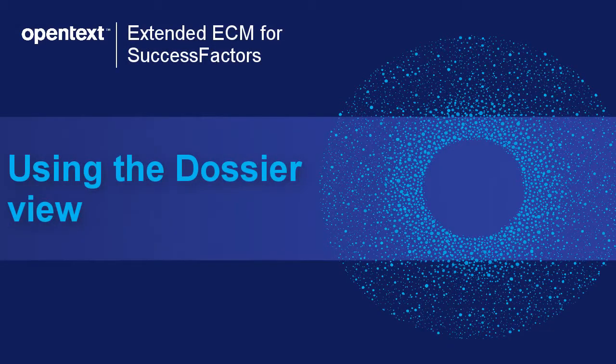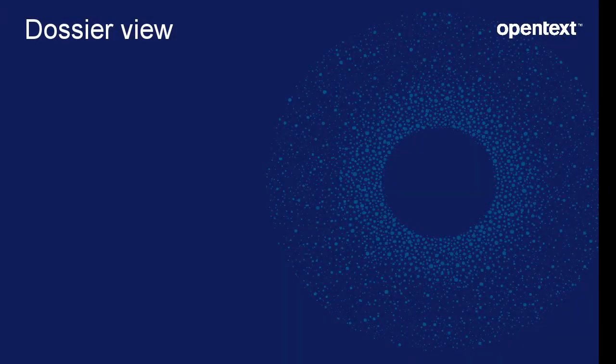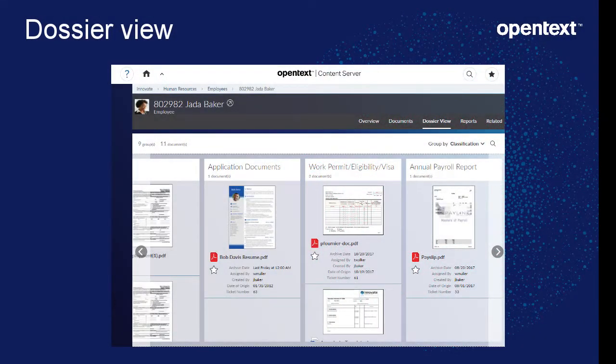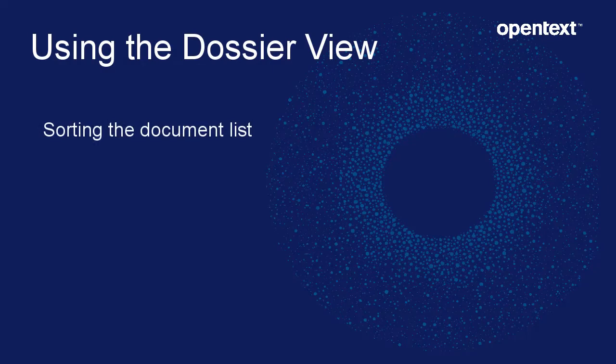This video shows how you can view and open documents and view document information in the Dossier view. The Dossier view lists all documents in the employee workspace as thumbnails displaying the first page of the document. You have the following options.